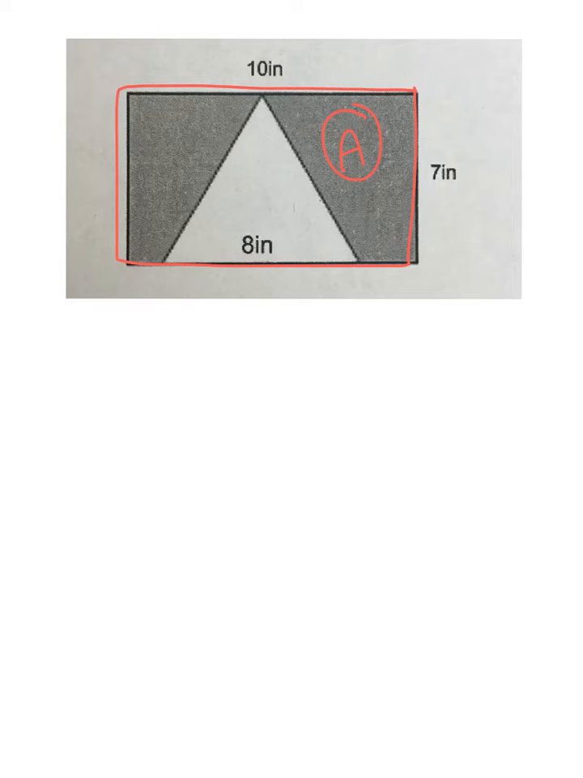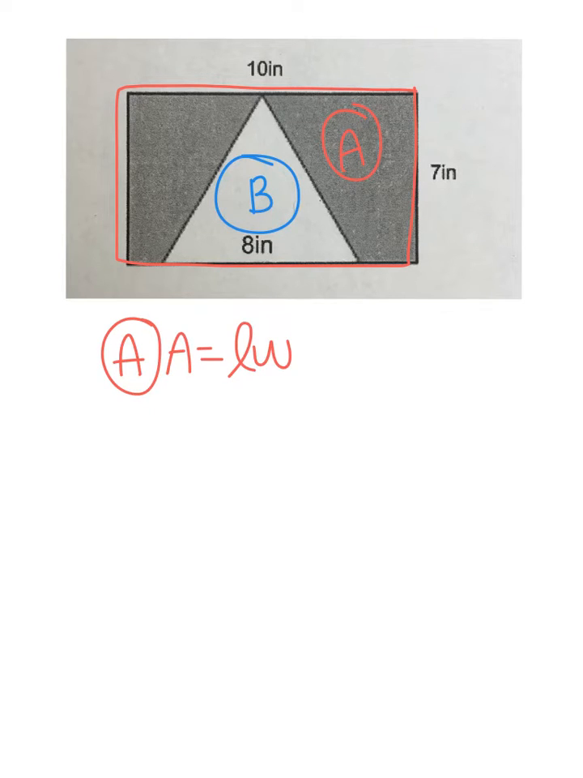And then our second step is to find the area of our non-shaded region, which is our triangle. So let's make that shape B. So shape A, it's a rectangle, so area equals length times width. Our length is going to be 10 inches times our width, which is 7. So our area for our rectangle is going to be 70.